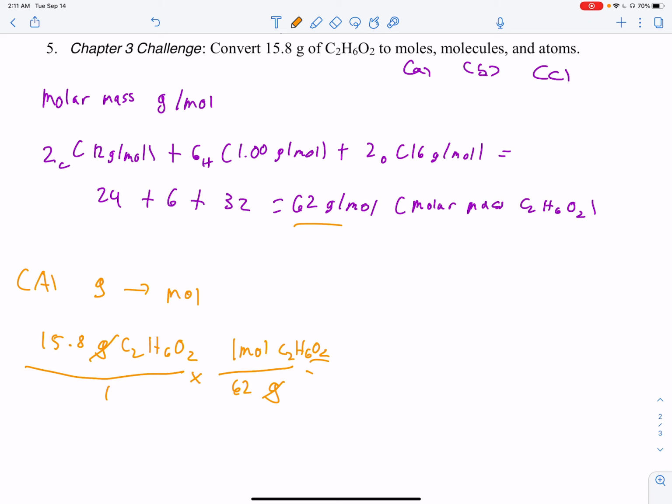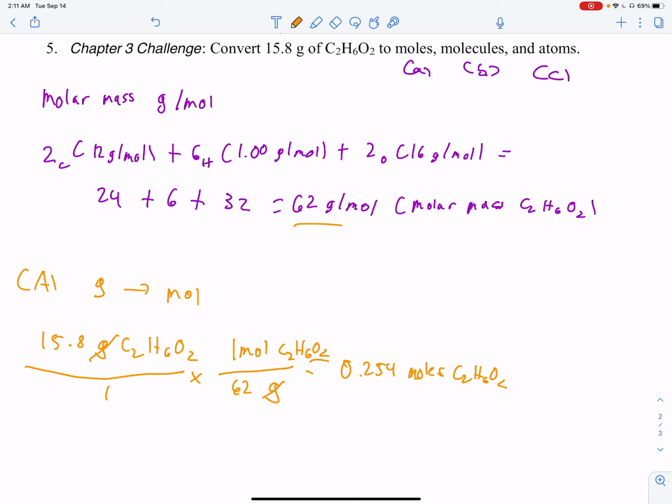You can write mole as just MOL, even if it's plural. That's fine, but you've got to remember to put your units on these, or else they will mark it wrong. So 15.8 divided by 62. That tells me that I have 0.254 moles of C2H6O2, but let's check the significant figures.